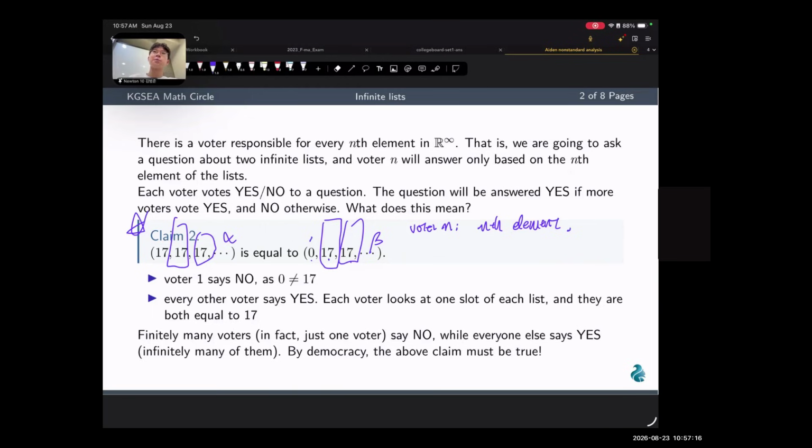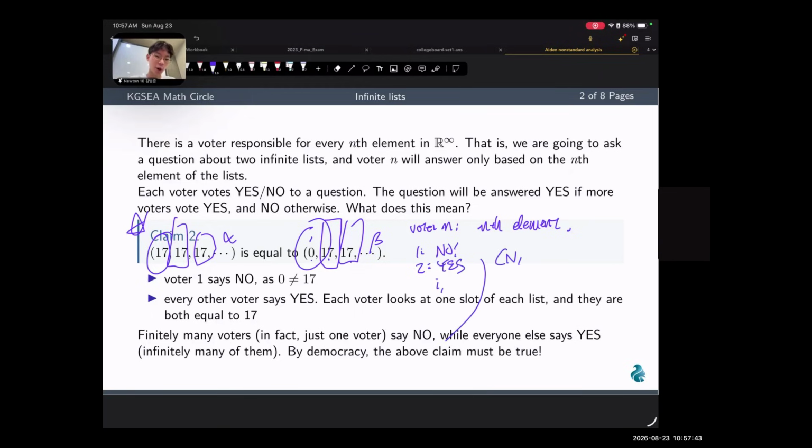From voter 1's perspective? Anyone? Tego's shaking his head. No, because voter 1 only gets to look at the first slot of each, and 17 does not equal 0. Therefore, voter 1 is going to vote no. What about voter 2? Yeah, voter 2 is going to vote yes. What about every other voter after 2? They're all going to vote yes. So let's tally the votes.